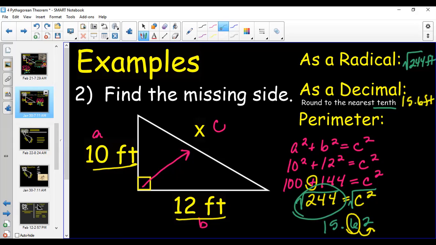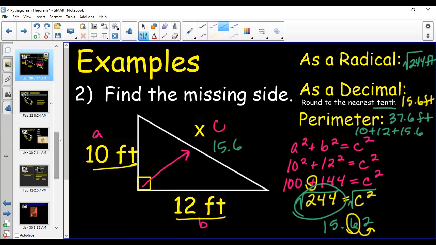And last, if I'm trying to find the perimeter, I add up all the sides. So we have 10 plus 12 plus 15.6. Again, it's a lot easier if you use your calculator to give us an answer of 37.6 feet.